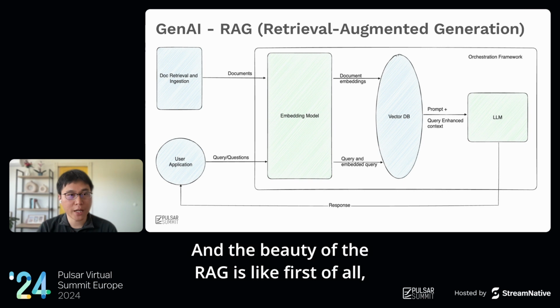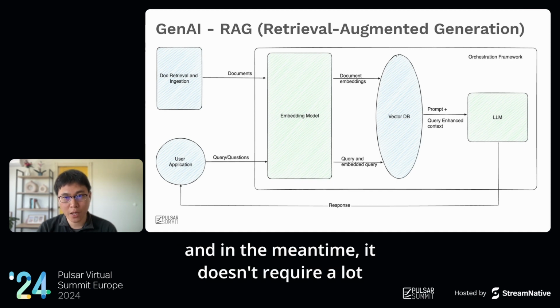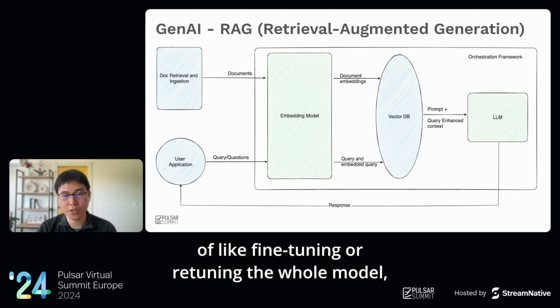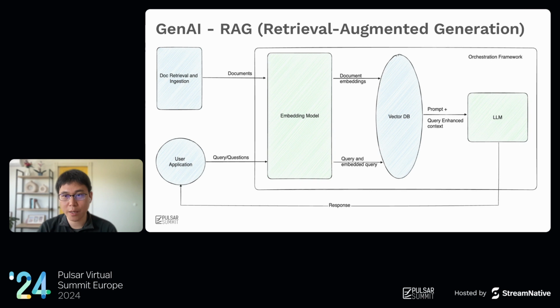And the beauty of RAG is, first of all, it serves the customer request with the most recent data. And in the meantime, it doesn't require a lot of fine-tuning or retraining of the whole model, which reduces the cost as well as the time to market.